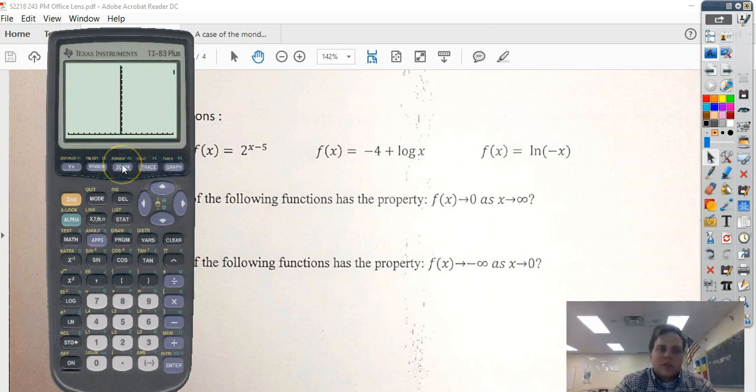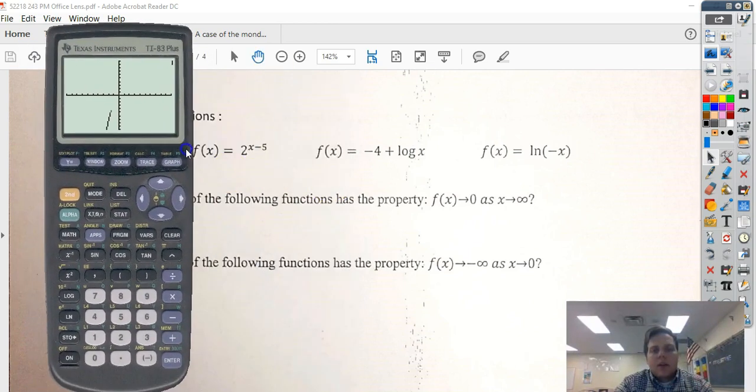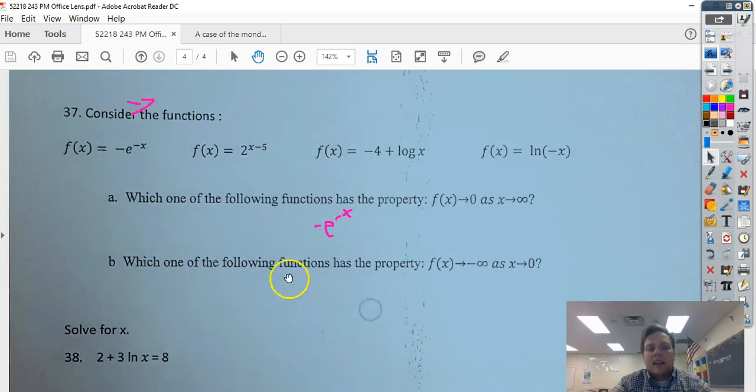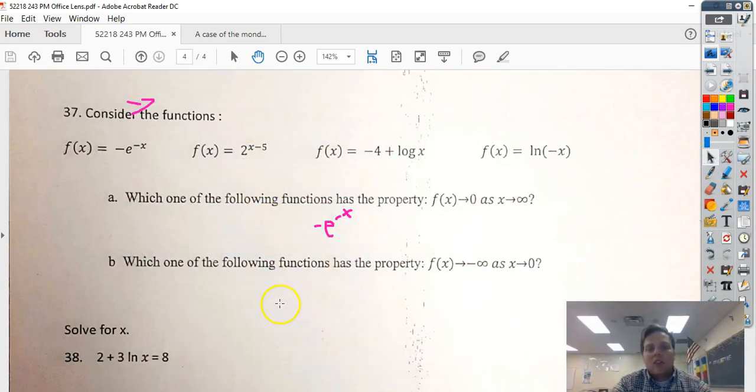Okay, you're going to want to reset your graph here, so hit zoom 6 when you get a chance. Alright, so zoom 6. So yeah, plugged in negative e to the negative x. So which one is it that as x is going to infinity, y is going to 0? Okay, so as x goes to infinity, that means as I look to the right, is y going to 0? Well, yeah, for this one. So yes, negative e raised to negative x. Alright, now it is possible that there are multiples, okay? But these two questions go hand in hand, A and B, so I'm going to do both of these questions at the same time.